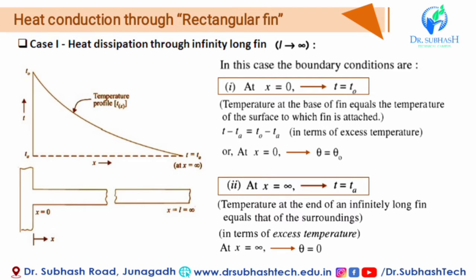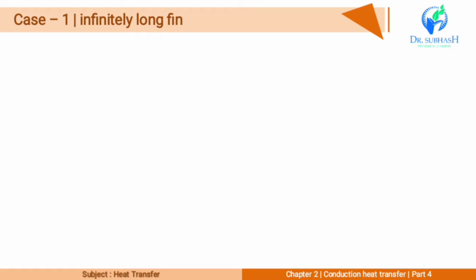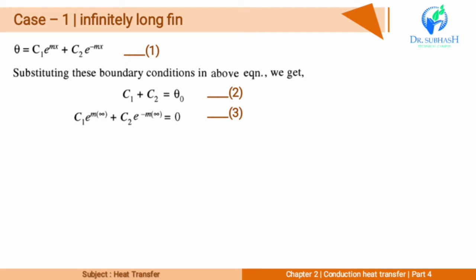So we start our derivation with the general solution, theta is equal to c1 e raised to mx plus c2 e raised to minus mx, equation number 1. Putting the boundary condition in the above equation, instead of x, putting x is equal to 0, so e raised to 0 is equal to 1 and theta is equal to theta 0, so we first get c1 plus c2 is equal to theta 0, say equation number 2.